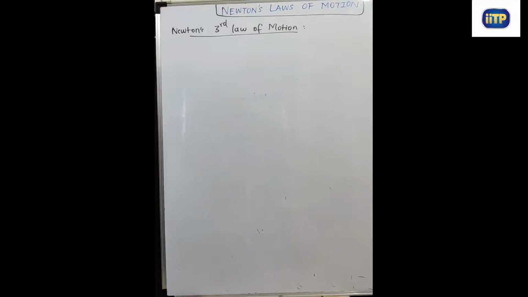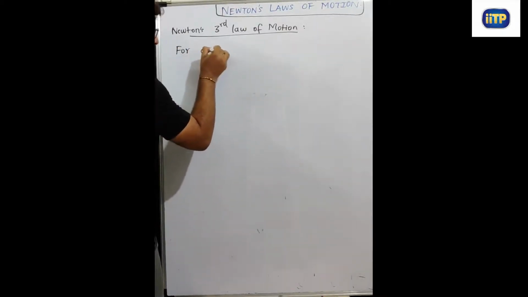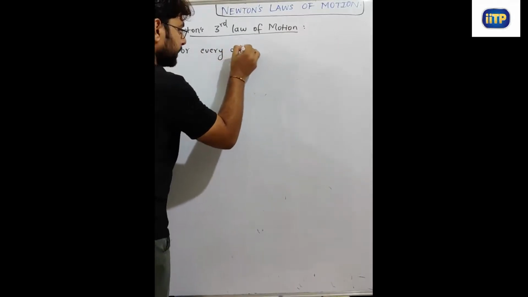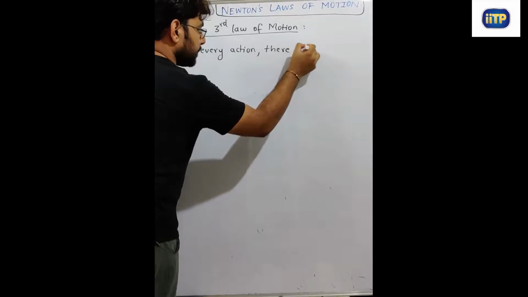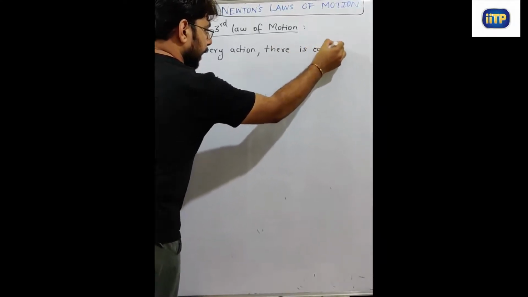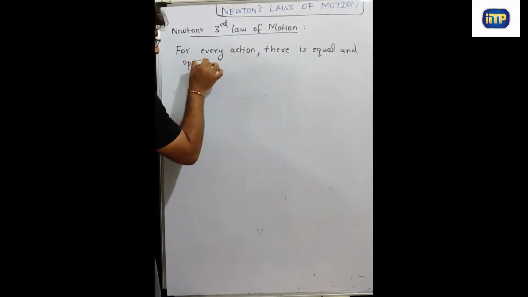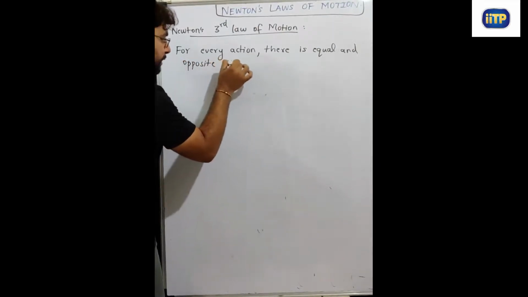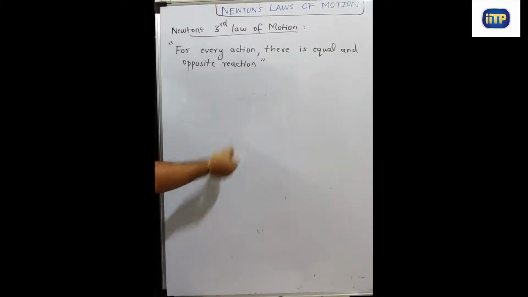Now, this is very simple. Many people know: for every action there is an equal and opposite reaction. In short terms, there is an equal and opposite reaction. This is the simple definition of Newton's third law. But let us try to understand this. What does it mean?